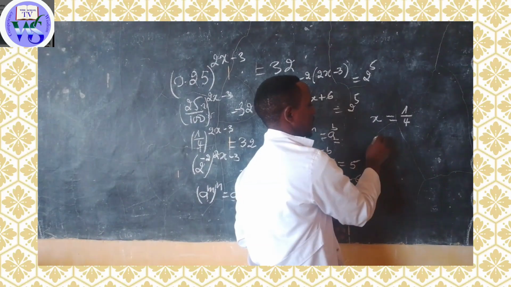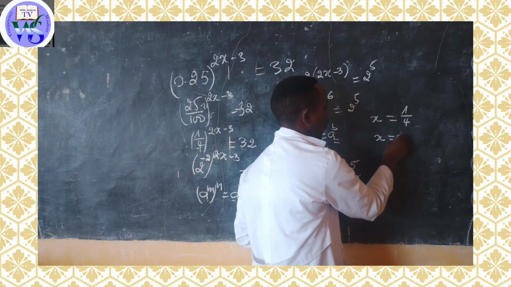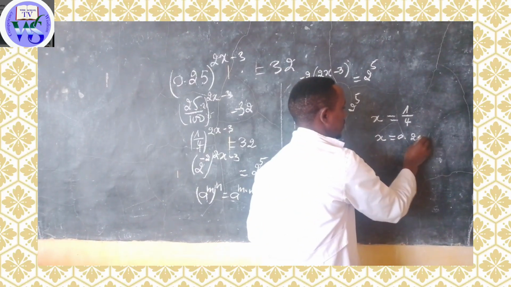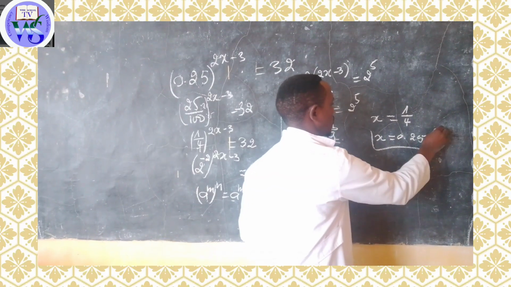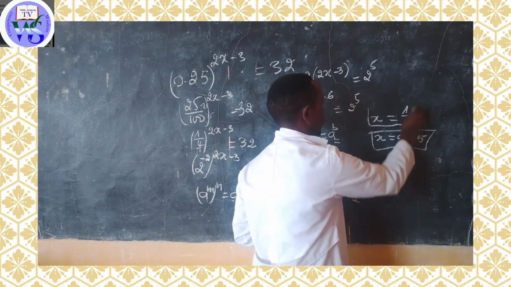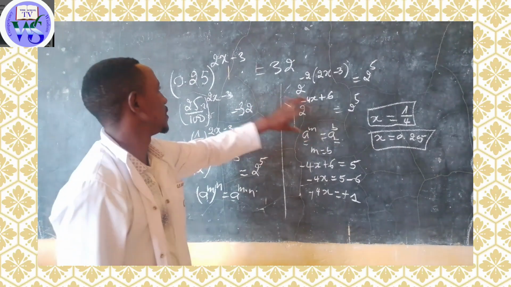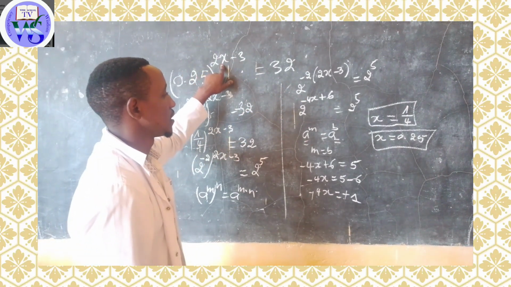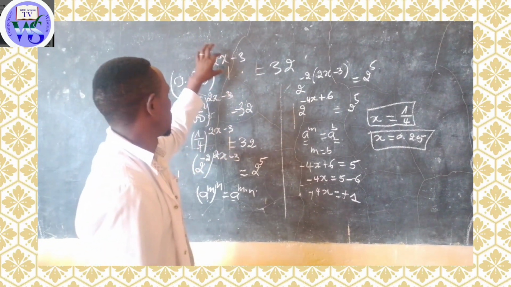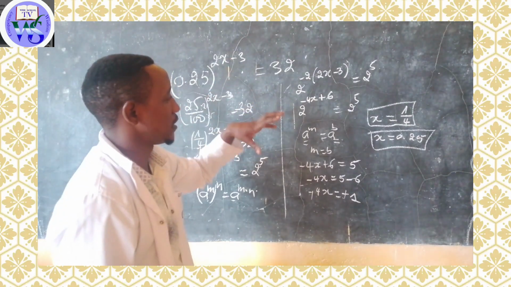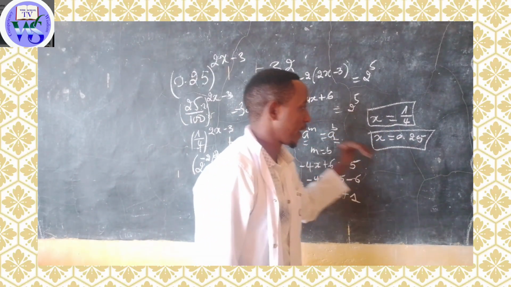So it means that x is equal to 0.25. So this is the solution for our equation. According to that, x is the same as 0.25. So this is the answer of our equation.